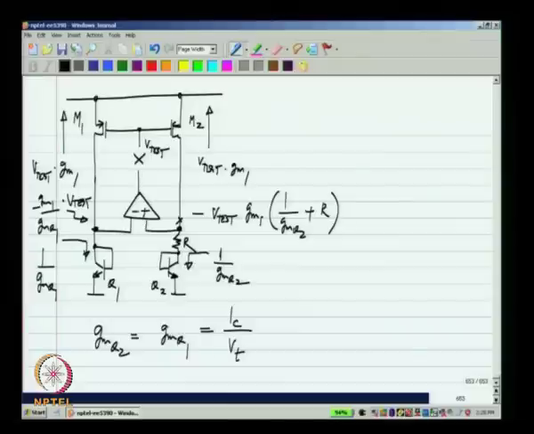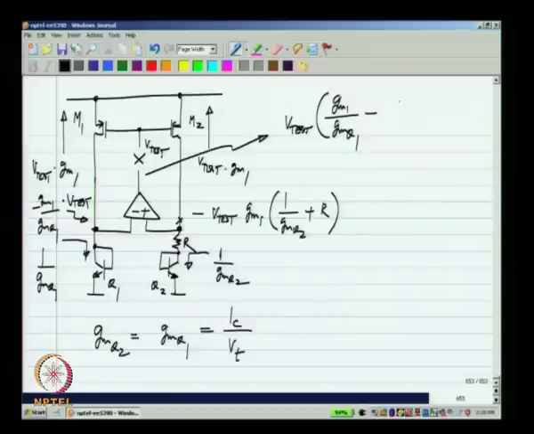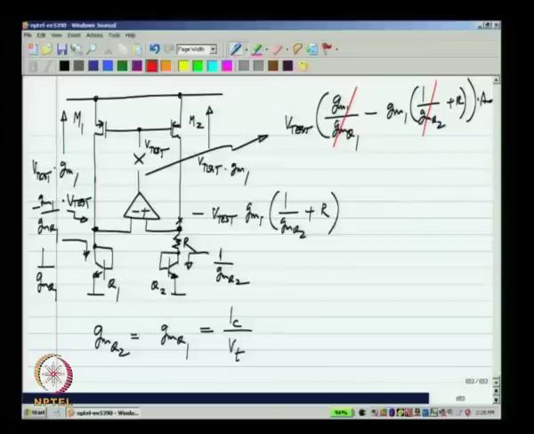So, if you make the signs of the op amp like this, then the voltage here would be V test times Gm1 by Gm_Q1 minus Gm1 1 over Gm_Q2 plus R times the gain of the op amp, and because the two bipolar transistor Gms are equal to each other, this part will cancel out with that, and we will be left with minus V test A naught Gm1 R, okay, implying that there is negative feedback with this particular configuration of the op amp.